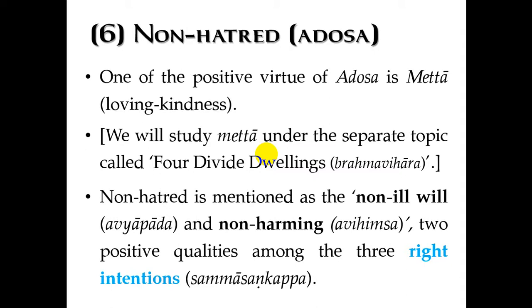Non-hatred is mentioned as non-ill, abyapada, and non-harming, avihimsa. They are among the three right intentions. As you know, based on right view, we have three types of right intention. One is renunciation, where we try to renounce sensual pleasure. The other two are non-ill and non-harming.